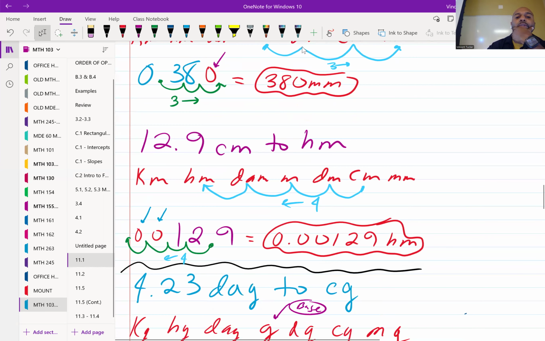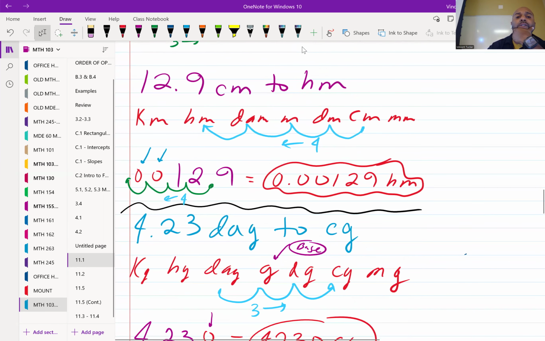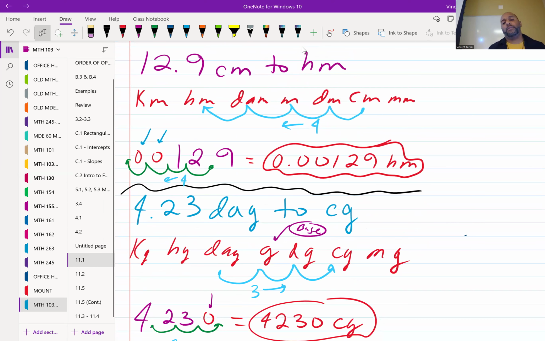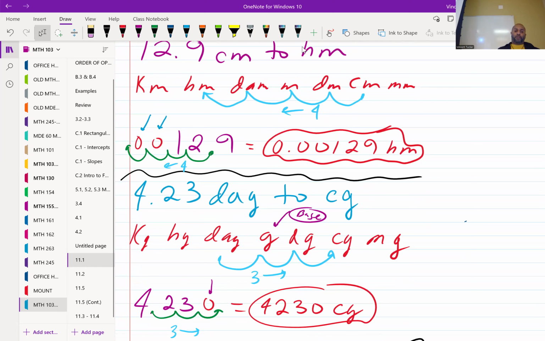Let's look at grams. Once again, it's the same process, whether it's meters, grams, or liters. I just want to go ahead and give you an example of grams. So 4.23 decagrams to centigrams. Order still the same. It's just that we're using G's instead of M's. So you see kilograms, hectograms, decagrams, grams, decigrams, centigrams, milligrams.